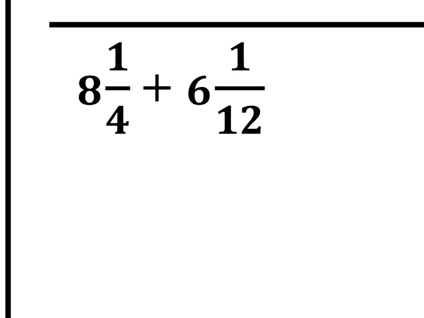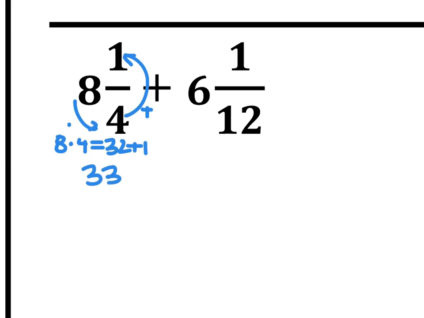Alright, now you could use that method on this one. You don't have to. I'm going to use the method where we change these into improper fractions first, and then we'll add them and then change that improper fraction back to a mixed number. So let's get started. I got 8 times 4 to start out with my cycle method, right? That's 32, and then whatever that is, I add the 1. 32 plus 1 is 33, and this is in fourths.